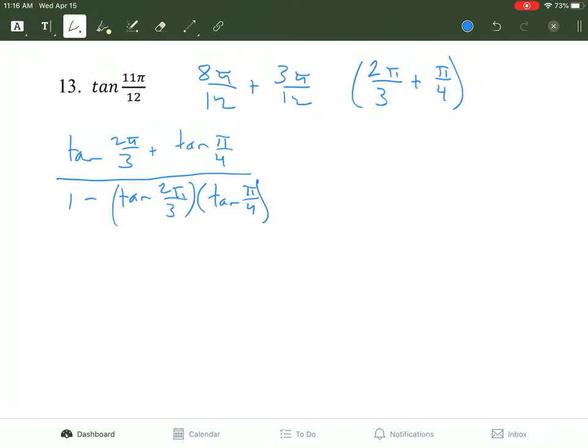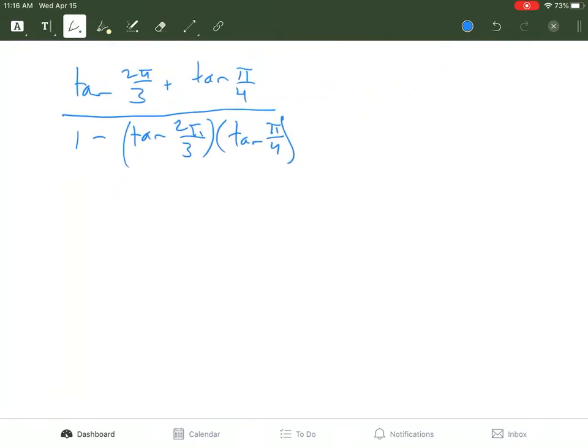Okay, so now I've got to figure out what these values are. So let's do that down here, right below this question. At 2 pi over 3, if we look at our unit circle, it's going to be root 3 over 2 divided by negative 1/2. So we have to multiply by negative 2 over 1 to the top.